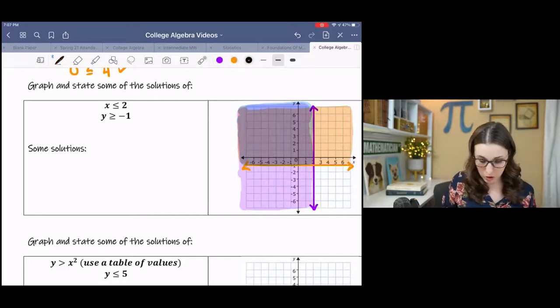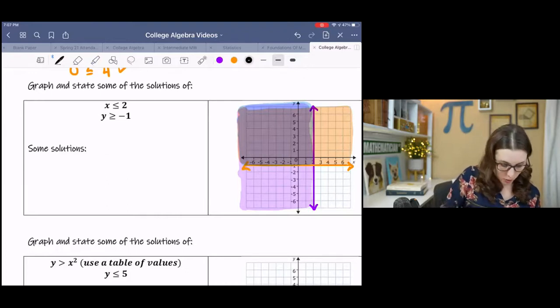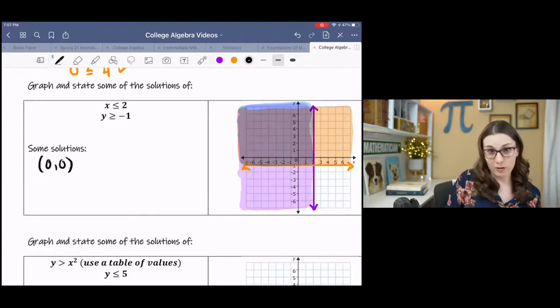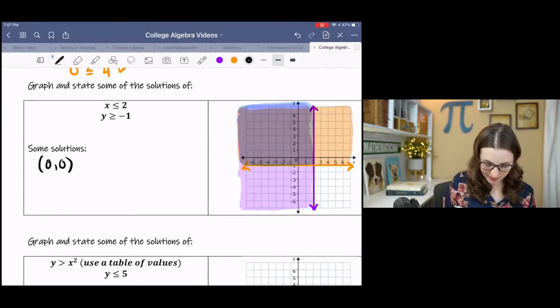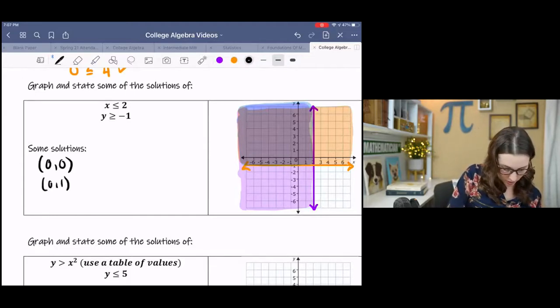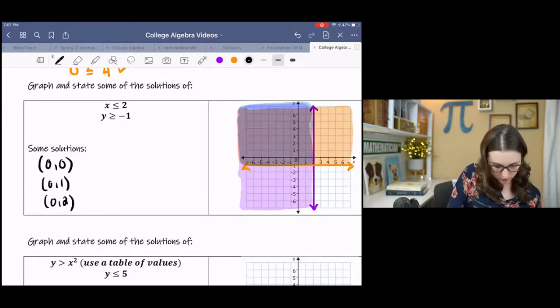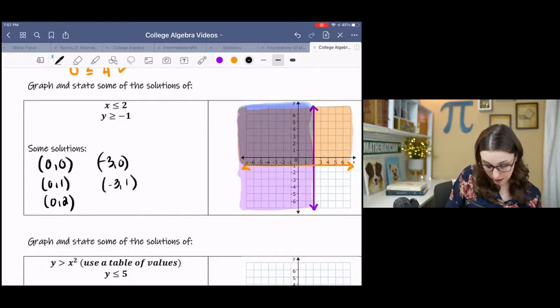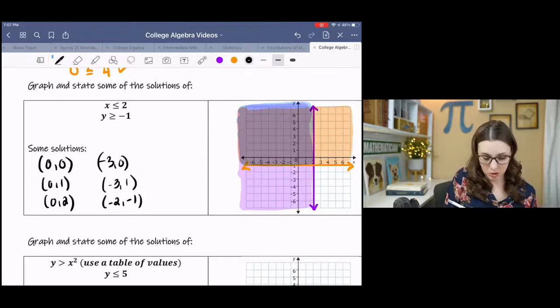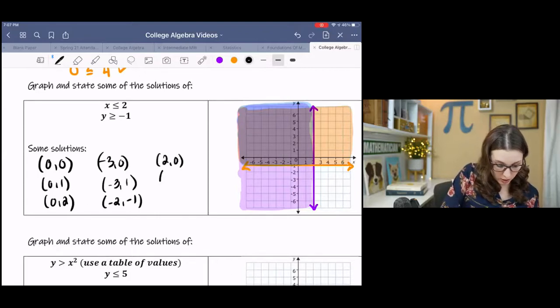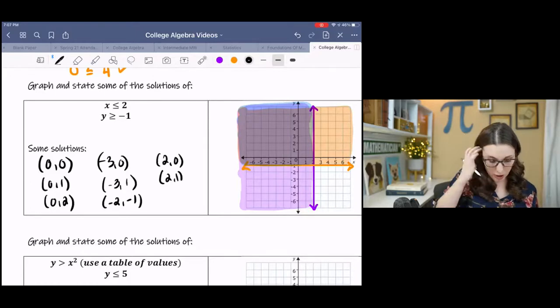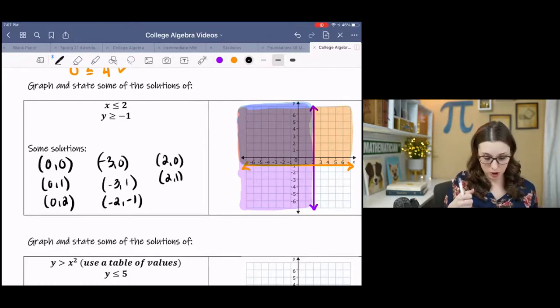So some solutions, you can go ahead and pause it and list some if you want to. An easy one is going to be 0, 0. That's obviously my favorite. 0, 1, 0, 2, -3, 0, -3, 1, -2, -1. It's on the line, but it's fair game because of the equal to. Even 2, 0, 2, 1. Again, that's on the line, but it's a solid line, so we're good.